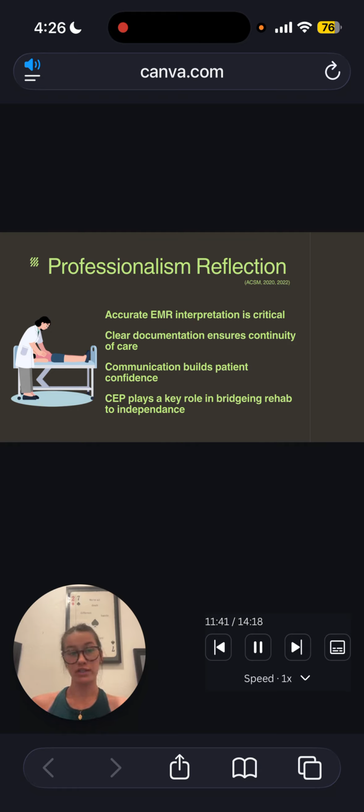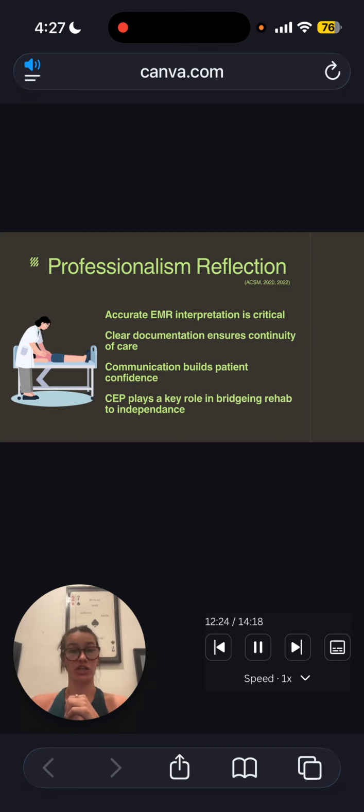So, our professionalism reflections. Accurate EMR interpretation is critical, because if we're reading the medical records wrong, we could provide the wrong test, the wrong data, the wrong prescriptions, programming, all of this. We need to make sure that everything we have is accurate so we can properly make decisions and move forward from there. This kind of goes hand in hand with clear documentation, because if we're aware of what we're doing, how we're doing it, and it's right, and we share this information with the patient, they're going to feel comfortable with proceeding with us and making sure all of their care is continued and properly continued.